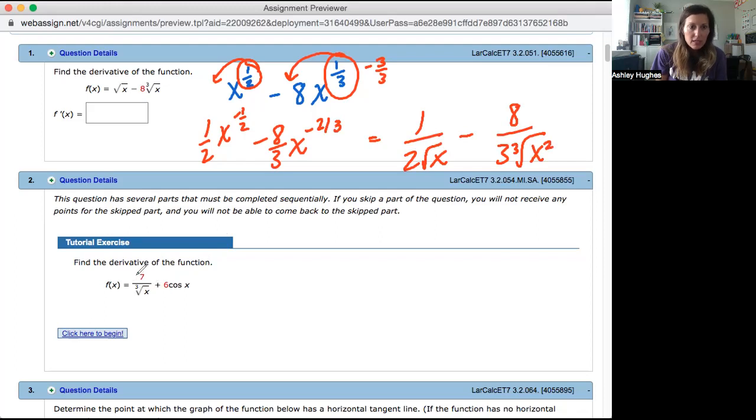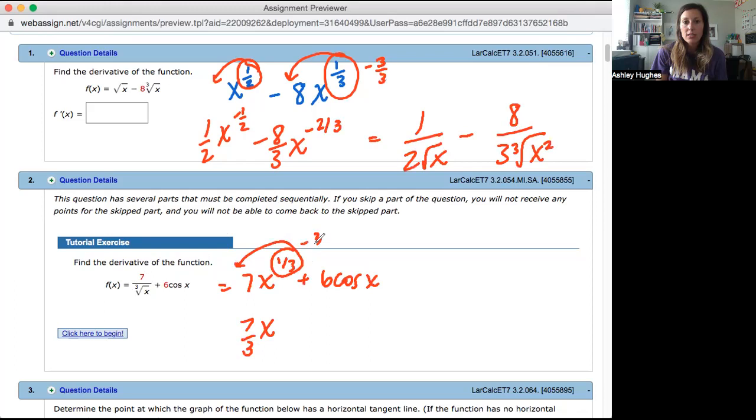This one, if I want to rewrite this, that would be 7x to the 1/3 plus 6 cosine x. And then you take the derivative, you bring the 1/3 down, so it would be 7/3 x to the subtract 1, so negative 2/3. The derivative of cosine is negative sine. When you take the derivative of something with a C, you change the sign. So negative sine. So that's that answer.